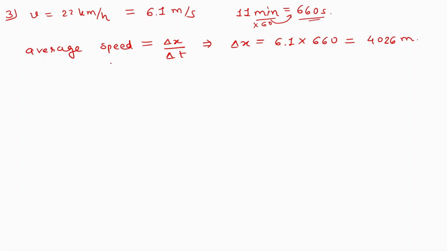Now we have to find the distance covered. The formula for average speed is delta x upon delta t, and you will get delta x about 4026 meter. So this is the answer to question number 3.